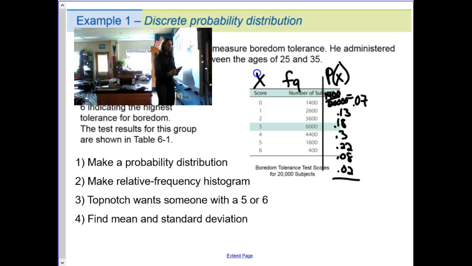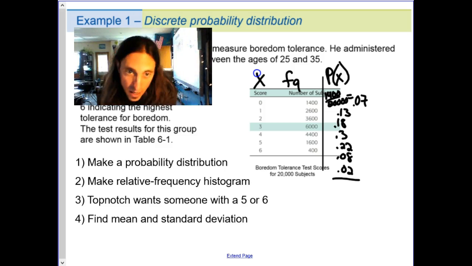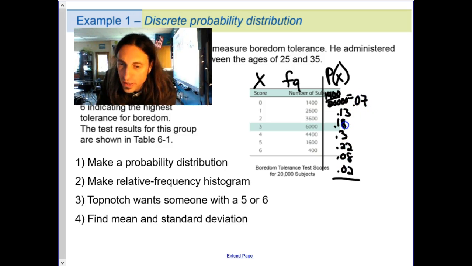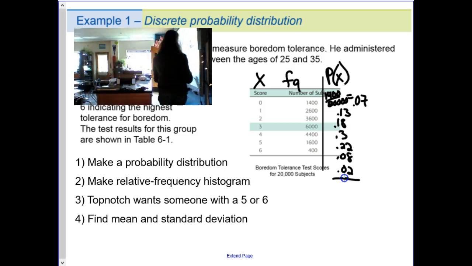And when I add all these numbers up, this better add up to 1 or really darn close to it if I made a little rounding mistake. So again, 7 and 13 is 20. 20 and 18, 38. 38 and 30 is 68, 70, 90, and 10 is 100, 1.0.